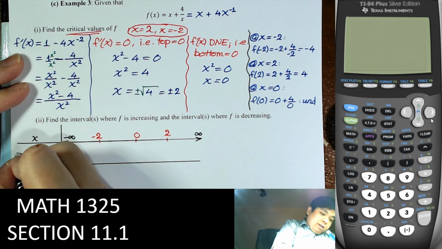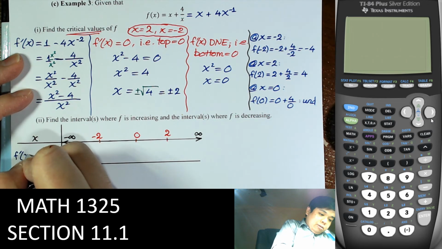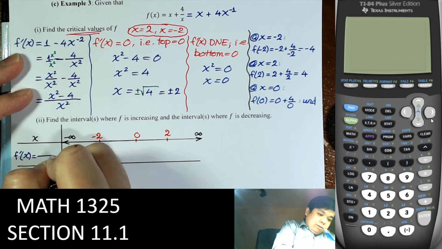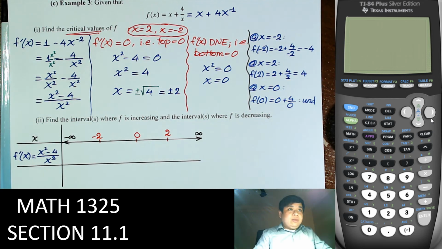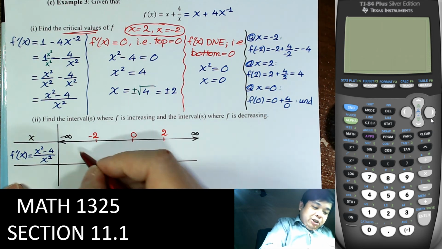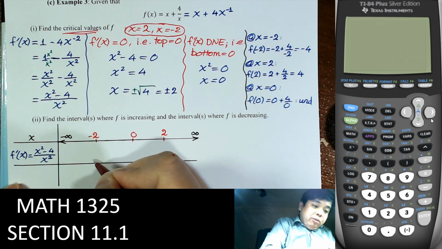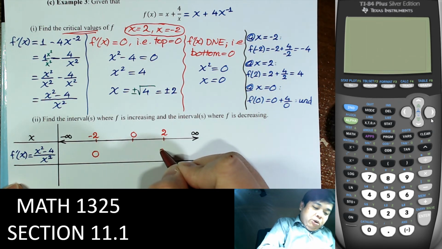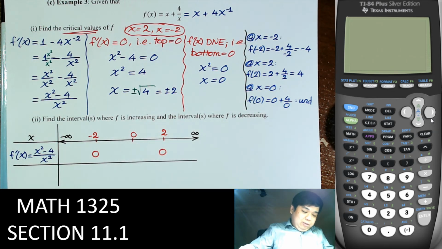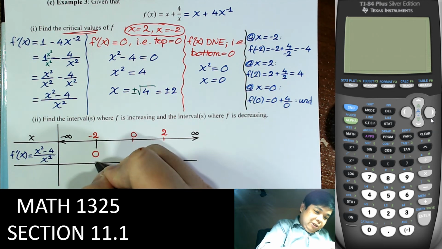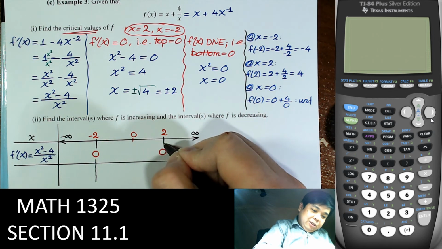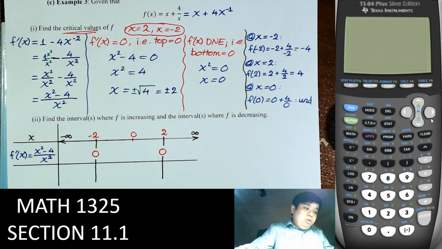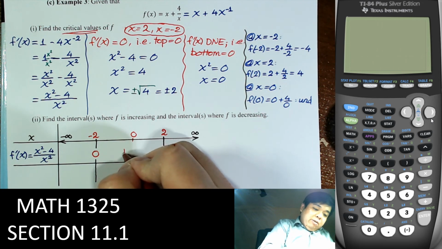The derivative is x squared minus 4 over x squared. When x equal to negative 2, the derivative equal to 0. When x equal to 2, the derivative equal to 0. X equal to 0, the derivative does not exist.